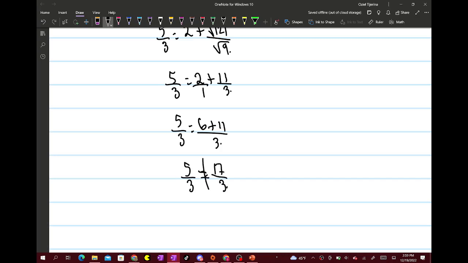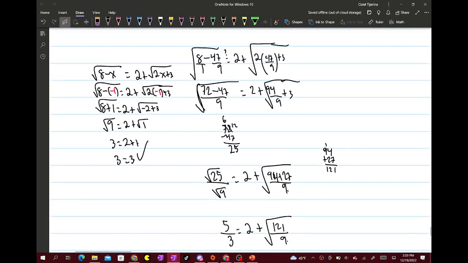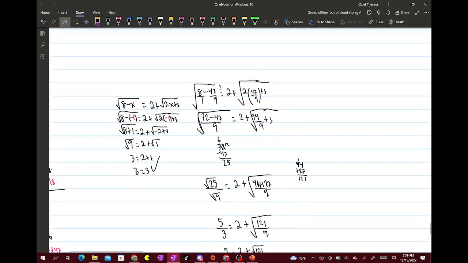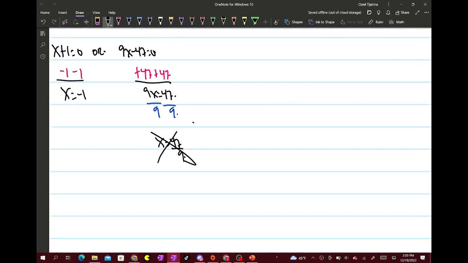So obviously x equals 47 over 9 is extraneous. So this does not work. This is an extraneous solution, right?